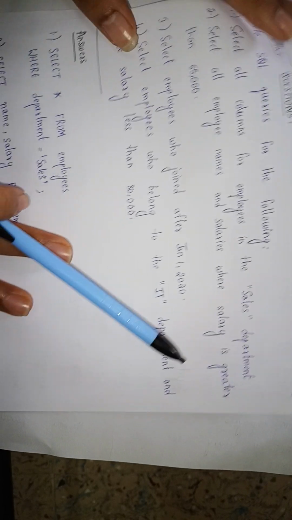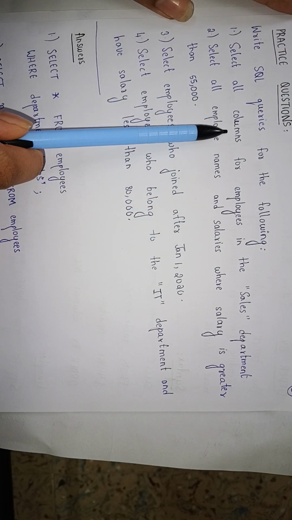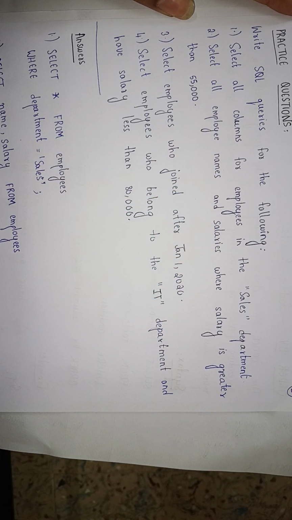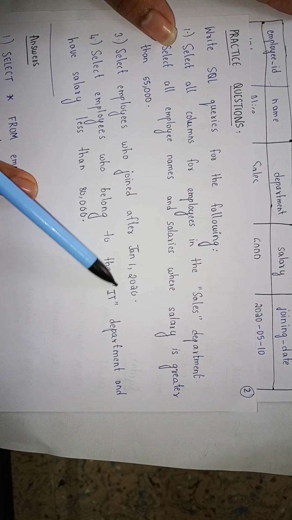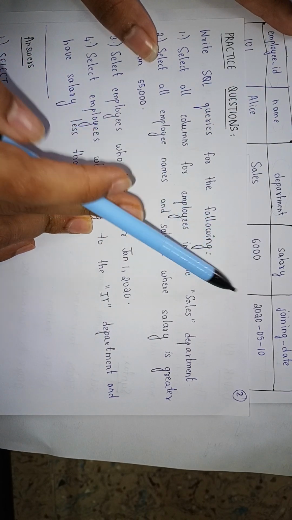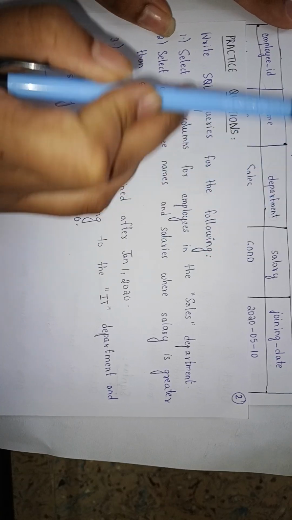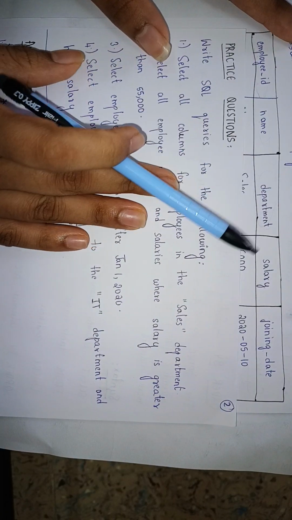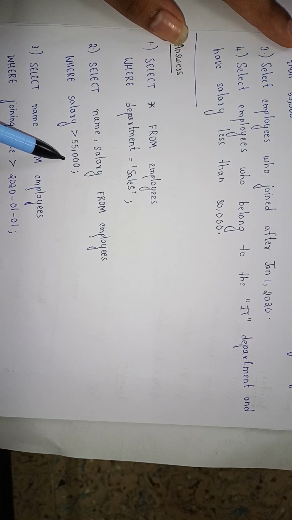Let us look into the answer. For the first question, select all columns for employees in the sales department. To select all columns we just write select asterisk from employees where department is sales. It's as simple as it is. Select all employee names and salaries. So we have to select name, salary, where salary should be greater than 55,000. So you have to write select name, salary from employees where salary is greater than 55,000. You can see it's as simple as it is.